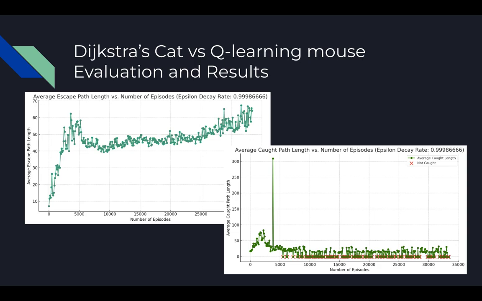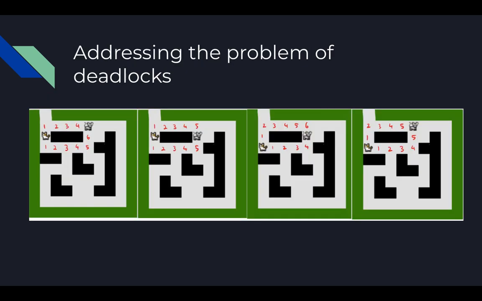Another graph shown to the right is the average path length taken before getting caught. As the training progresses, the mouse is not caught at all. Towards the end of the training process of Dijkstra's cat versus the Generation 1 Q-learning mouse, the problem of deadlocks arises. A sequence of actions performed by the cat and mouse is shown.